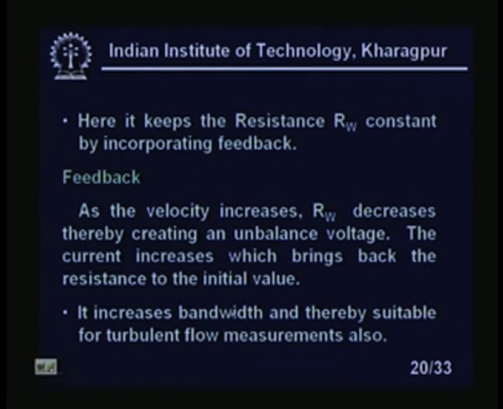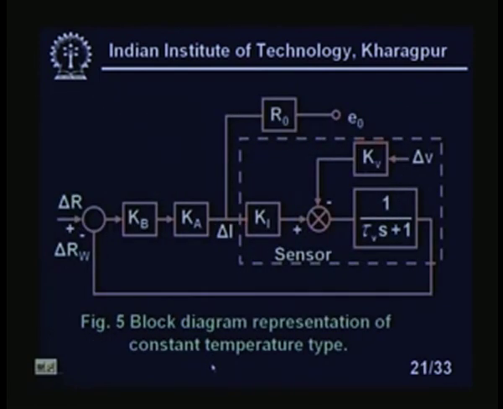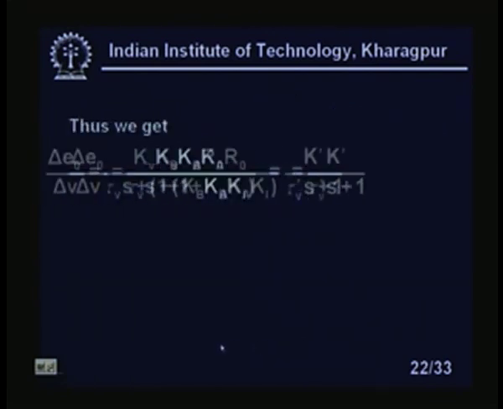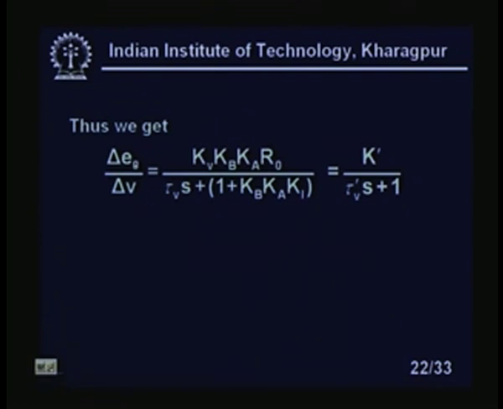Since we are using feedback, it is suitable for measurements of high frequency swirls and turbulent flow. Now this is a block diagram of a constant temperature type of sensor. We can see we have Kb, Ka, E naught is going out. So this is our typical system. Thus we get delta E naught by V, the change of output voltage due to the change of velocity, equal to Kb Ka Ro upon tau V S plus 1 plus Kb Ka Ki, which is equal to K dash upon tau dash V S plus 1.